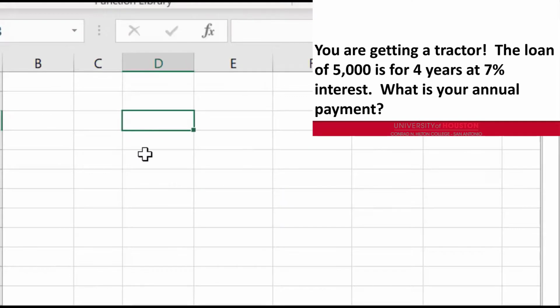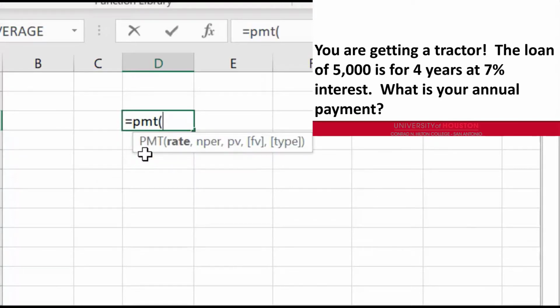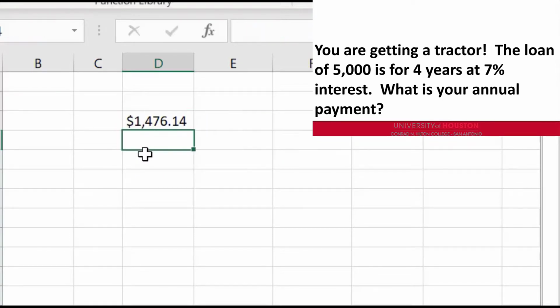Okay, we need to calculate a payment again, so that equals PMT. It asks for the interest rate, which is 7%. It asks for the number of periods, which is 4. Loans are always in present value, so that's going to be $5,000. We calculate that our annual payment is $1,476.14.